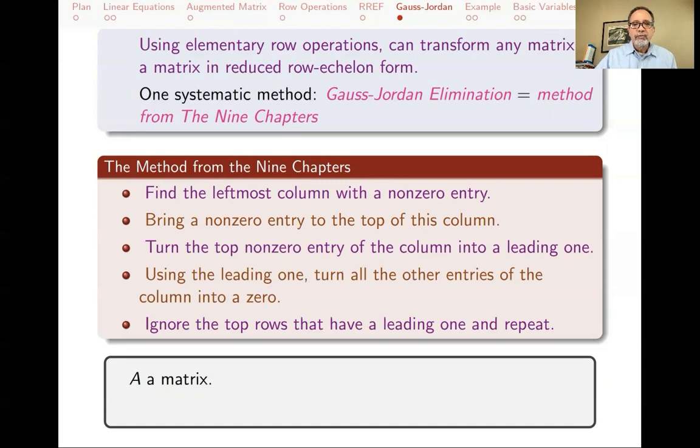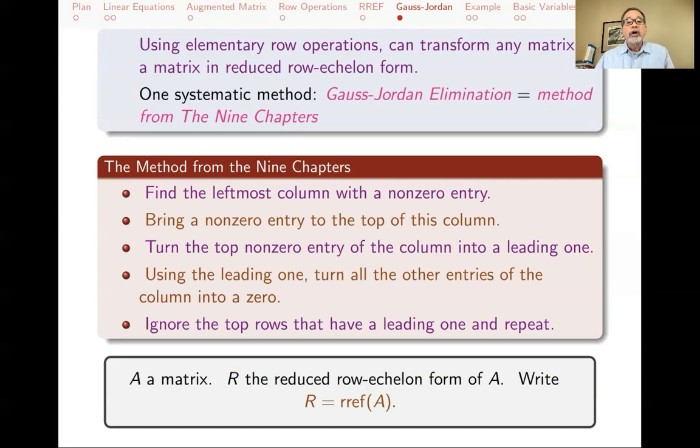One piece of notation before I give you an example. If A is a matrix and R is the reduced row echelon form of A, then we write R equals RREF of A. So A is some complicated matrix, you bring it into this reduced row echelon form, and then you call that, whatever you got, RREF of A. Now let's look at an example.